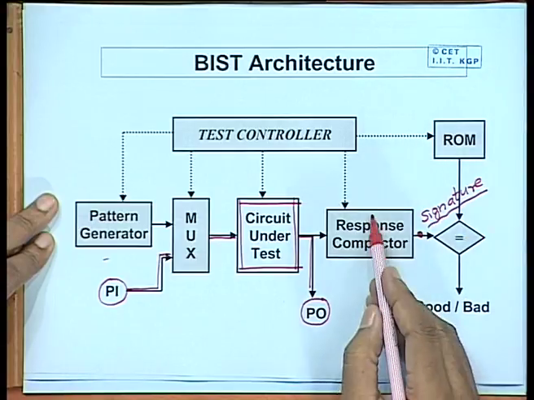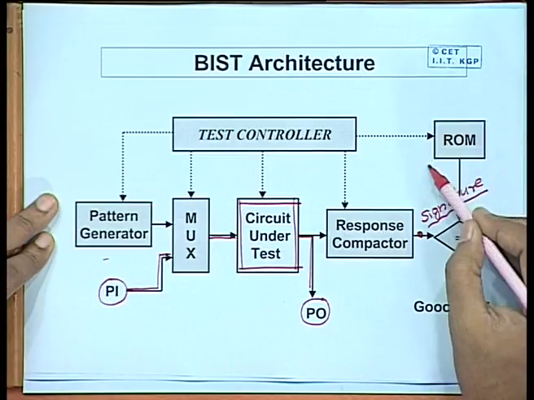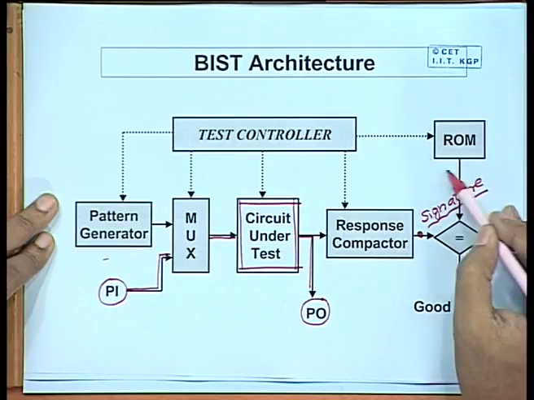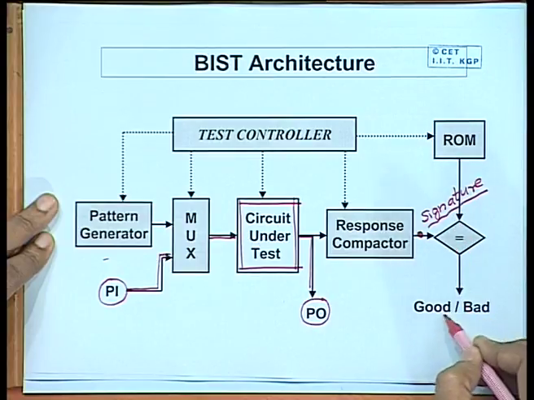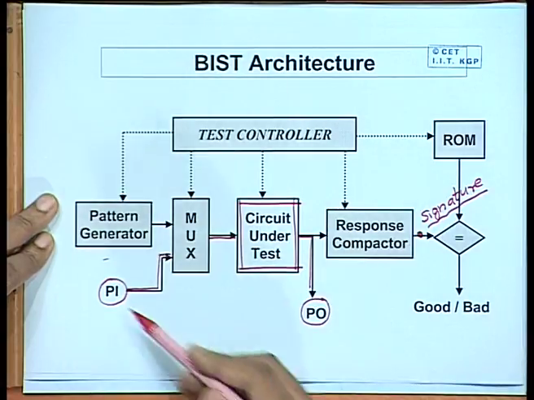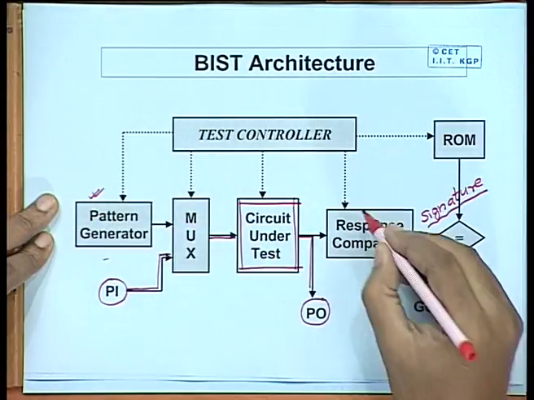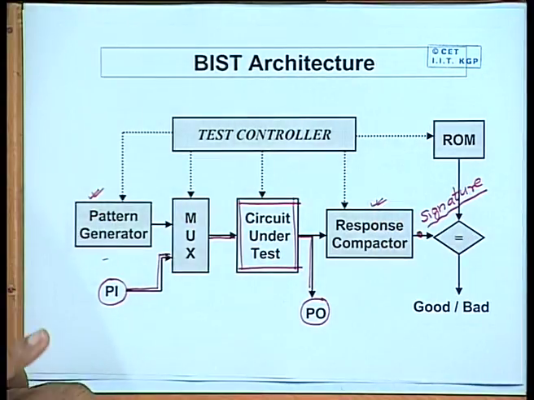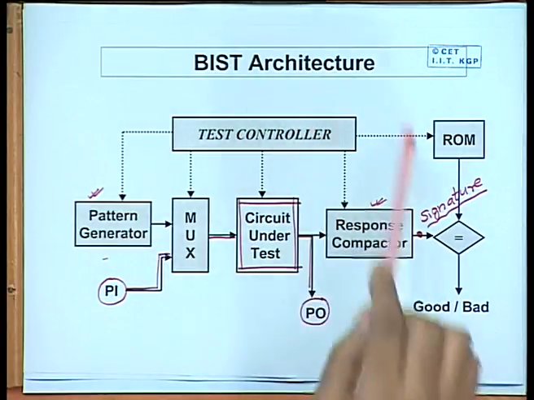So, we do not compare the individual responses, rather we compare only the signature with the corresponding good signature that will be stored in a small ROM. So, after comparison, we can announce that the circuit is either good or bad. Okay. So, this is the typical BIST architecture. So, we will have to talk about this pattern generation and this response compaction in some detail. Okay. But before going into these, let us first look at some of the popular general purpose hardware blocks which people use in BIST architecture.